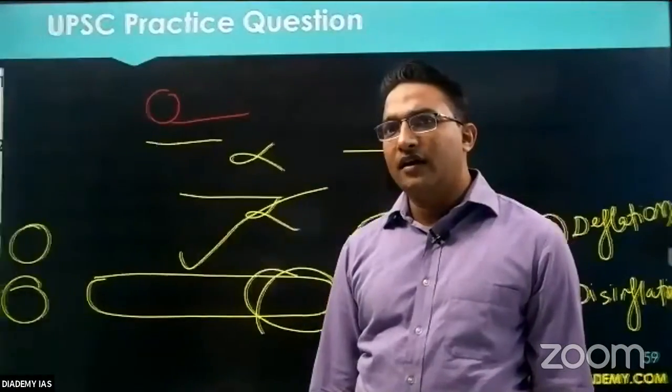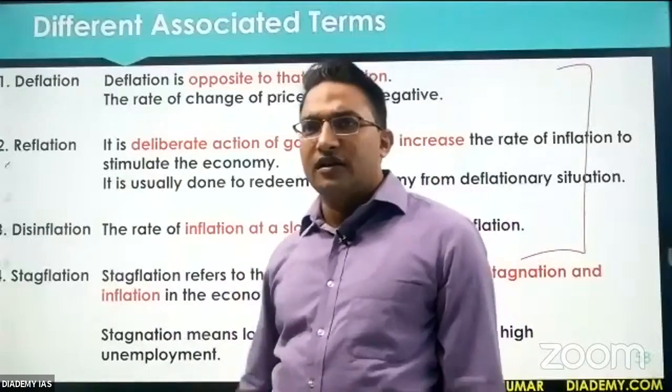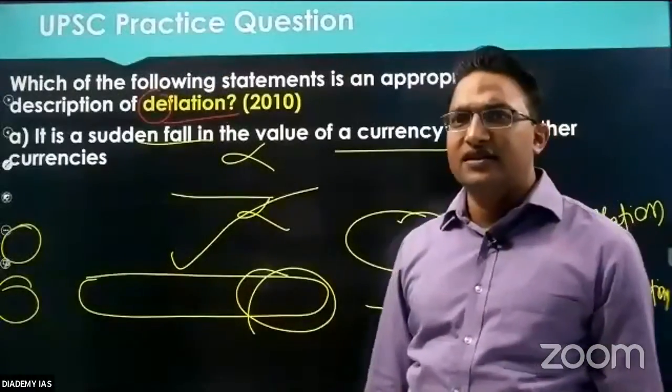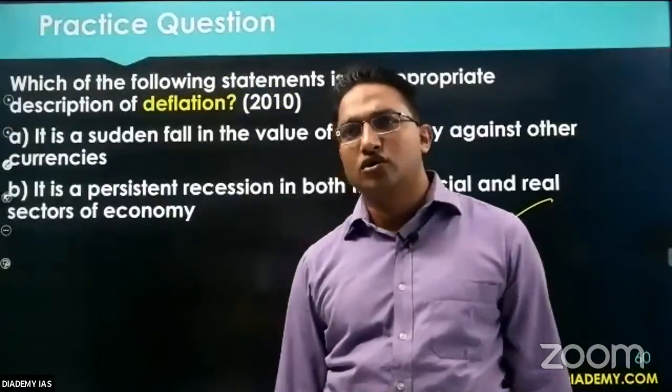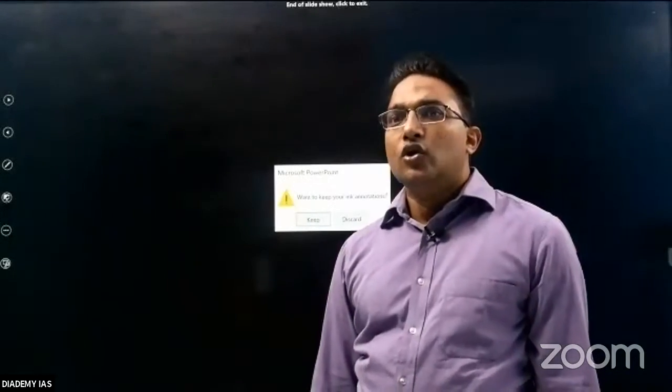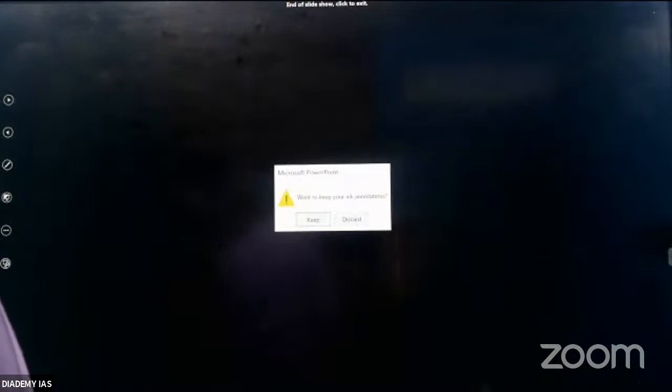Now you can quickly review this: deflation, reflation, disinflation, stagflation. Okay, we have discussed this question also in the last class. So with this, the revision of last class is over. Now we will start today's class. Now we will start the discussion of upcoming topics, right? If any doubt in the past class, please ask me right now so that I can continue with the new topics. Okay.